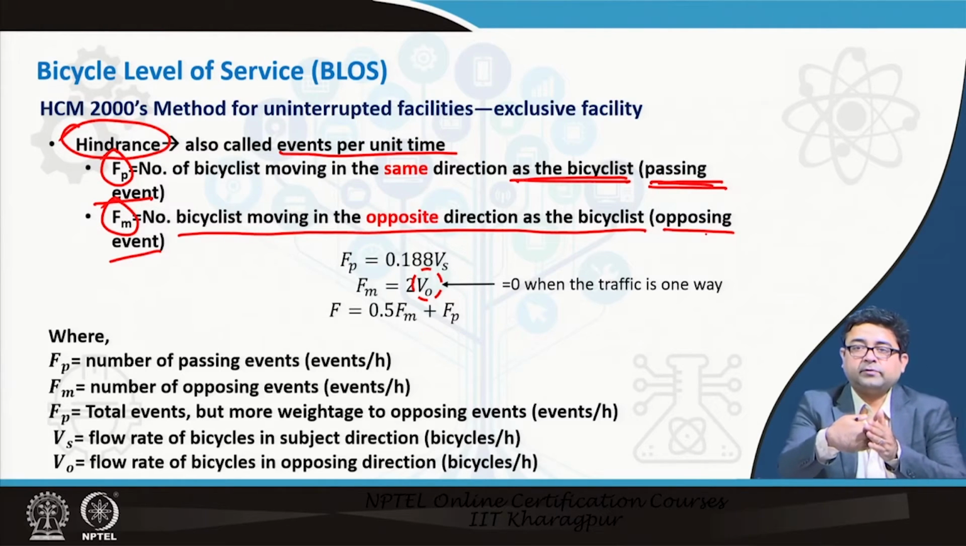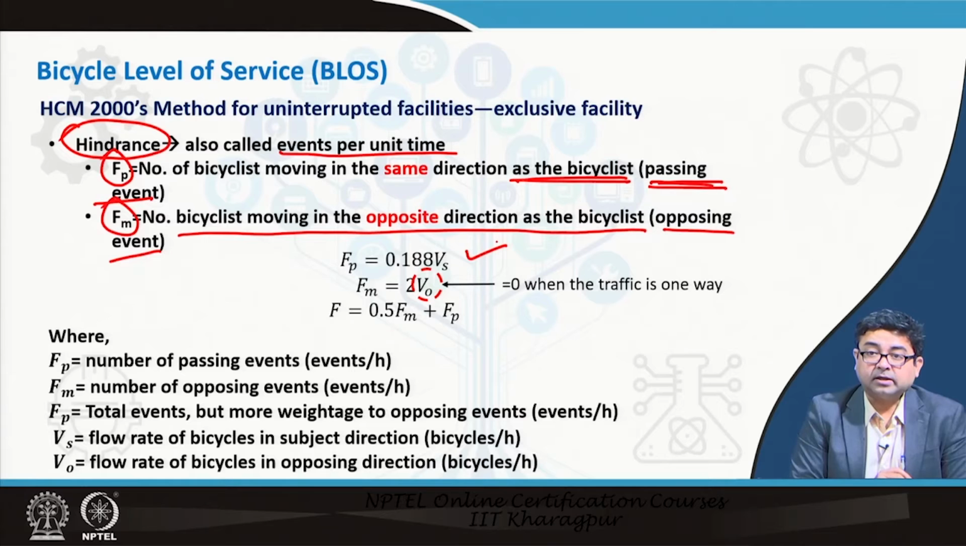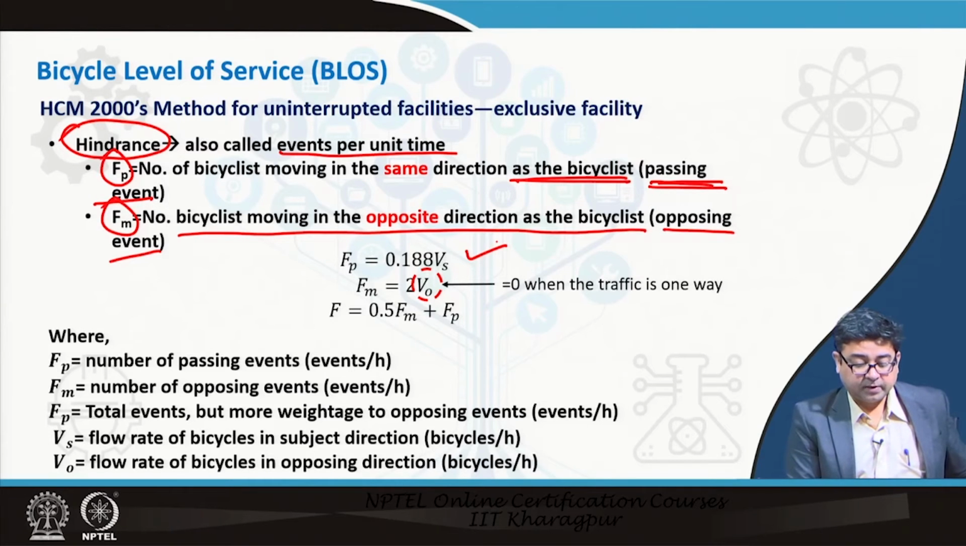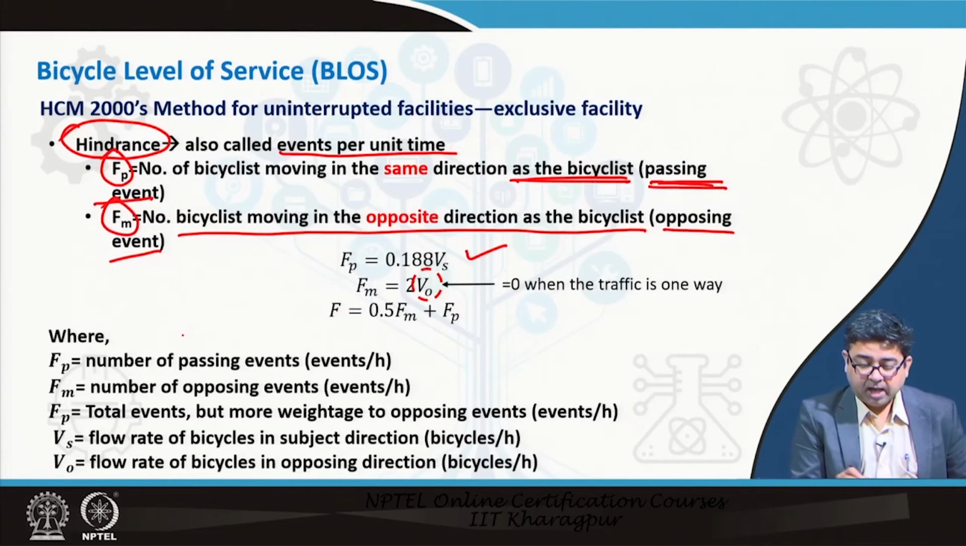So, you have to be careful to maneuver safely around the bicyclist that is coming in the opposite direction. These are the two events on which the bicycle level of service depends. The first event, the passing event, is given by Fp = 0.188 times Vs, where Vs you have already calculated in the previous calculation, in volumes per hour. And the second event, Fm, the opposing events, is 2 times Vo, which is equal to 0 when the traffic is one way.